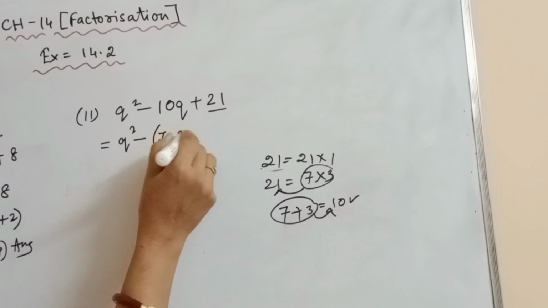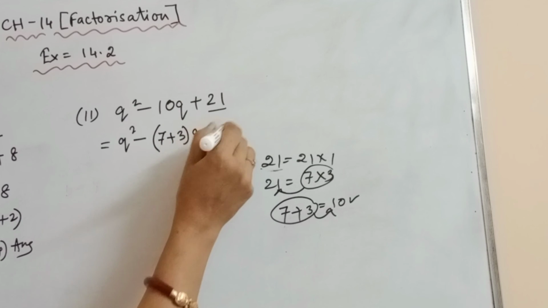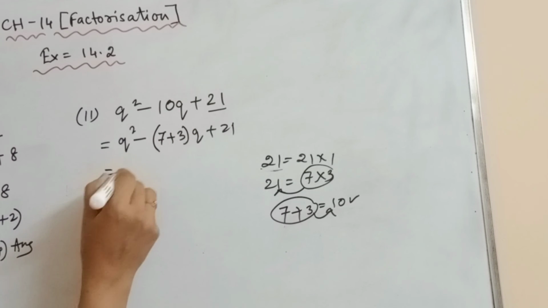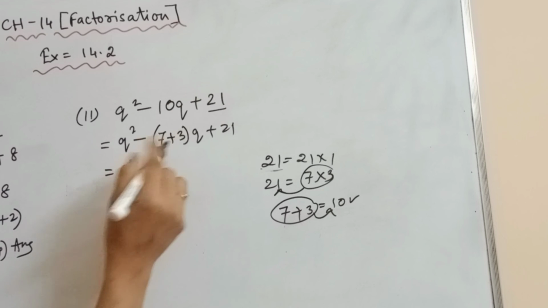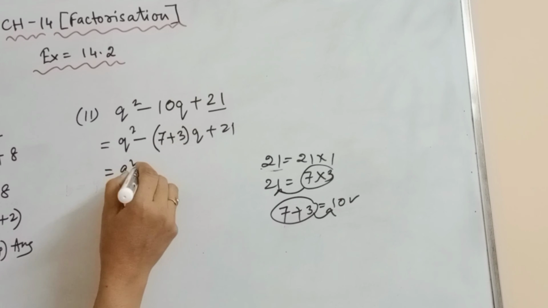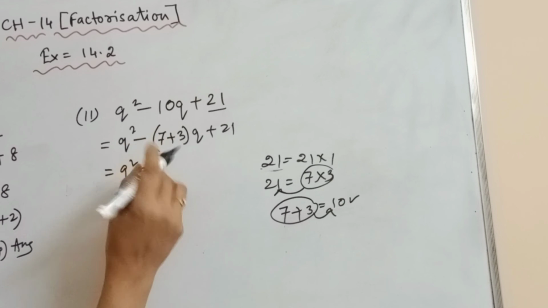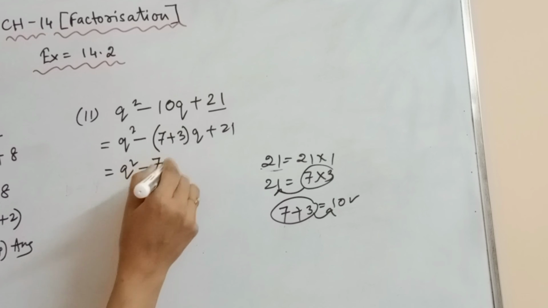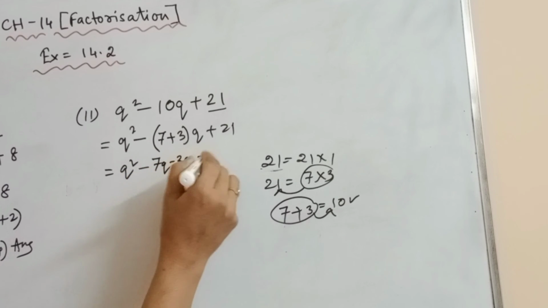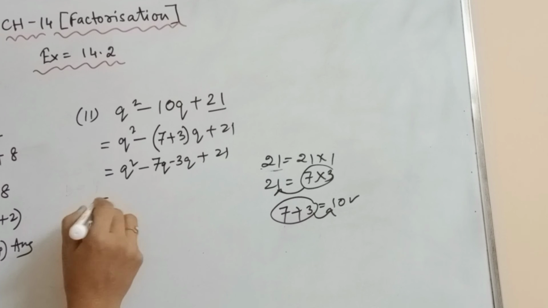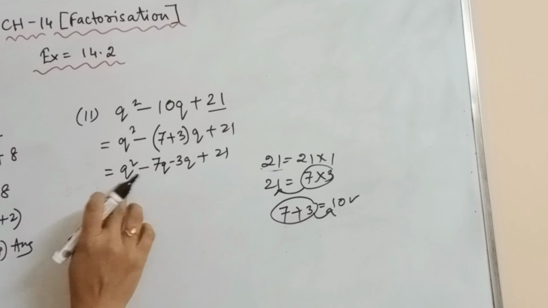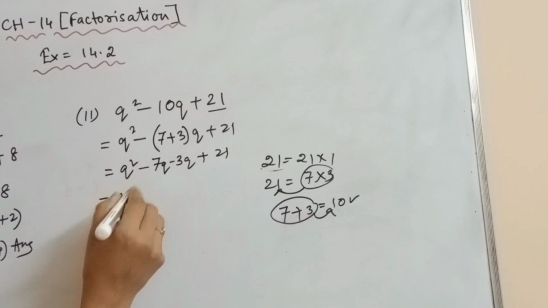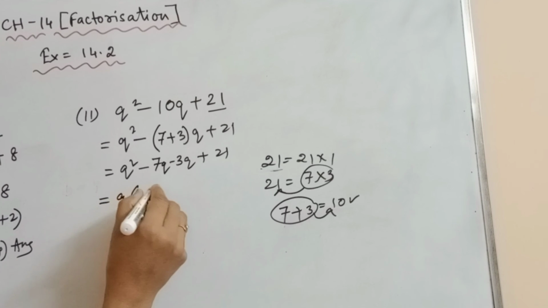7 plus 3. Q plus 21. Now open this bracket by multiplying the variable. Minus is outside, so the number sign will be changed. 7Q minus 3Q plus 21. When you are taking common from these two terms, we are getting Q minus 7.